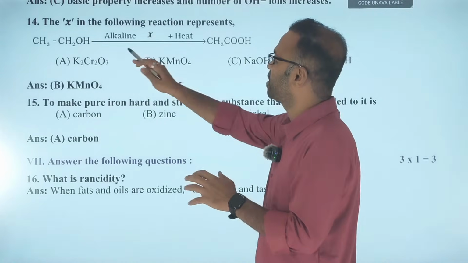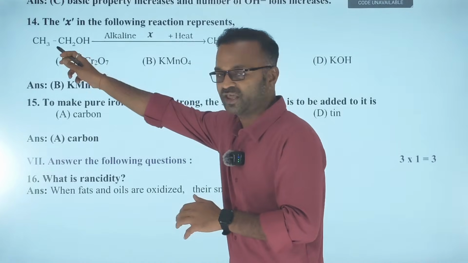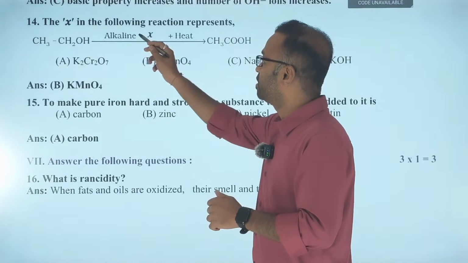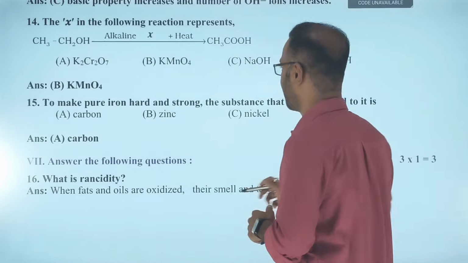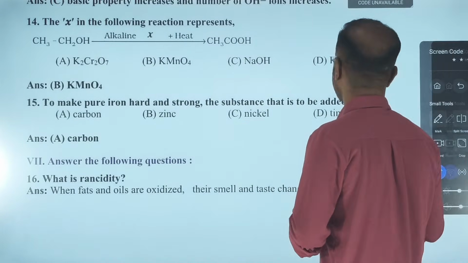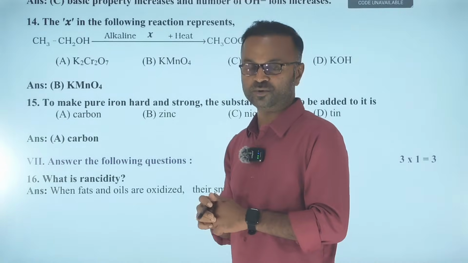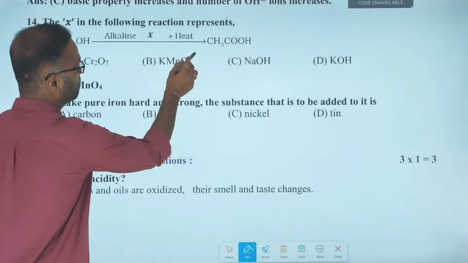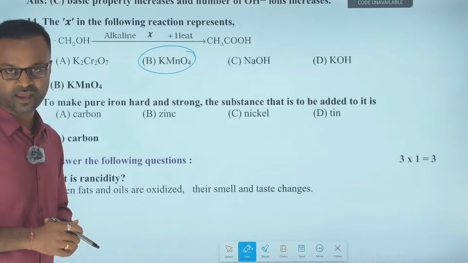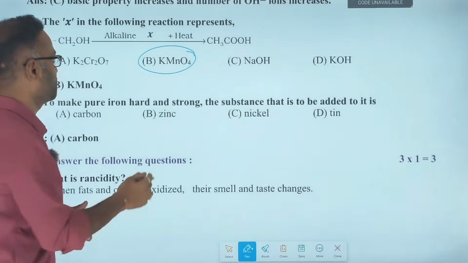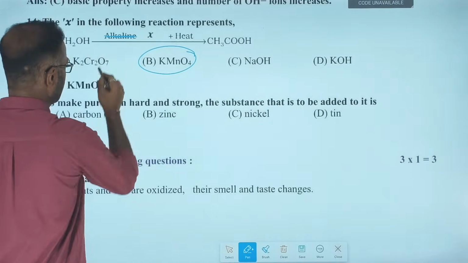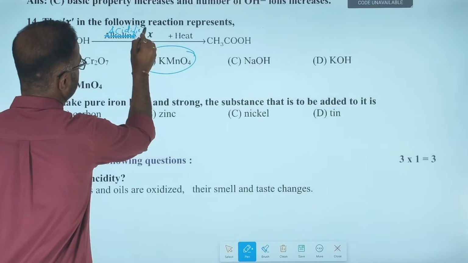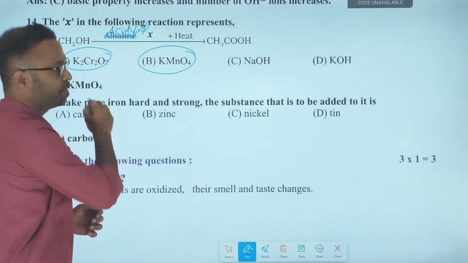Now here they have given the equation where ethanol, C2H5OH, is there, and here the acetic acid or ethanoic acid is there. They have given alkaline X over here, and they are asking which oxidizing agent is being used, which is alkaline in nature. The correct answer is potassium permanganate, KMnO4. In case the same question, if they had given acidified instead of alkaline, then the answer would have been potassium dichromate.